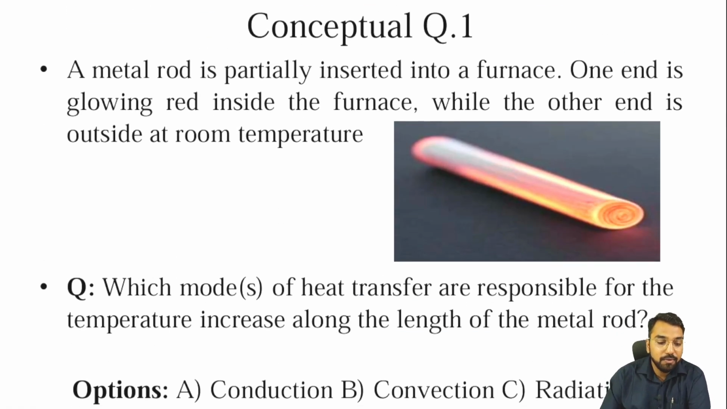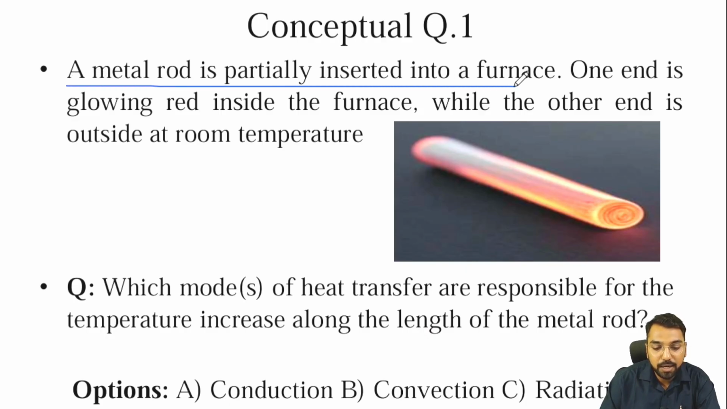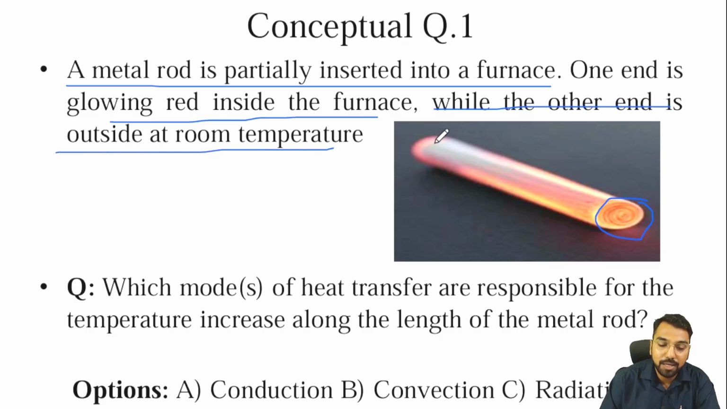So right now we are going to see the conceptual question, based on the slides I have just explained. I have kept two simple questions. The condition is that a metal rod is partially inserted into the furnace, and one end is glowing red inside the furnace. Let's say this end becomes red inside the furnace, while the other end is outside, kept at room temperature.